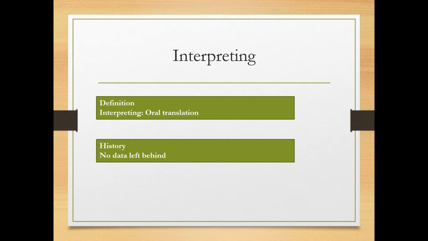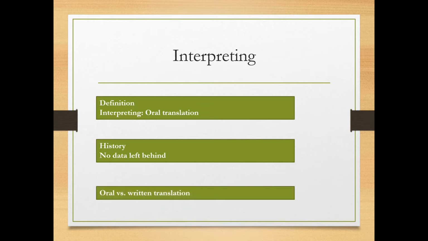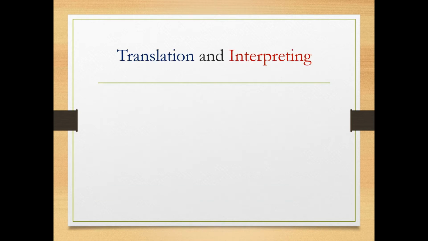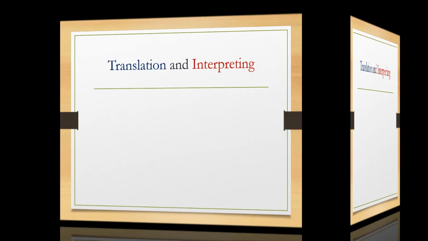Throughout history, interpreting played a vital role in different eras and for many purposes. Conquerors, missionaries, and merchants used to hire interpreters. So we have two methods for facilitating communication: interpreting and translation. So, what's the difference between translation and interpreting?